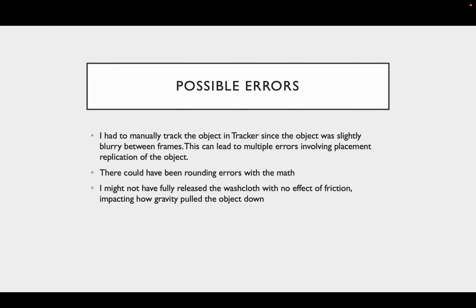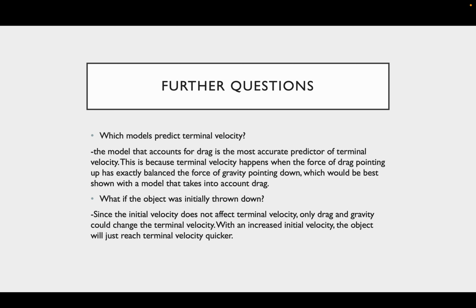I also might not have fully released the washcloth with no effective friction, so I may not have fully opened my hand to where the washcloth dropped with no resistance, and that could have impacted how gravity pulled the object down. Some further questions: which models predict terminal velocity? The model that accounts for drag is the most accurate predictor of terminal velocity. This is because terminal velocity happens when the force of drag pointing up has exactly balanced the force of gravity pointing down, which would best be shown with a model that does take into account the drag force.